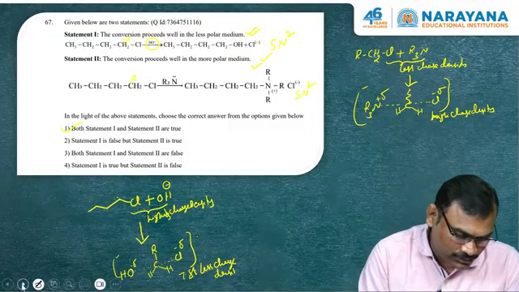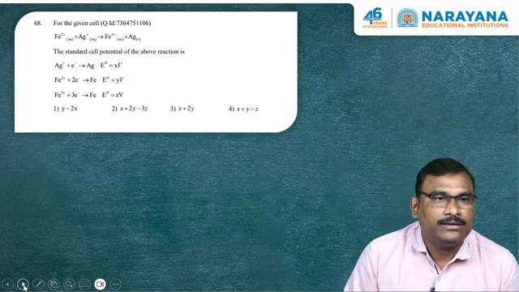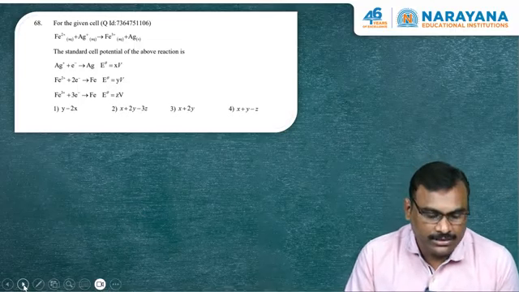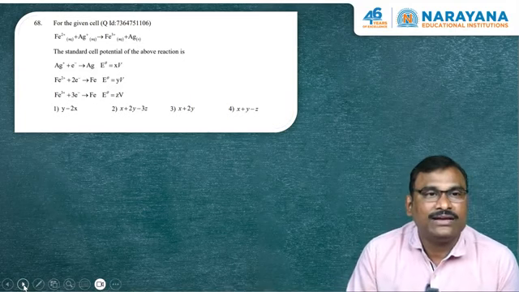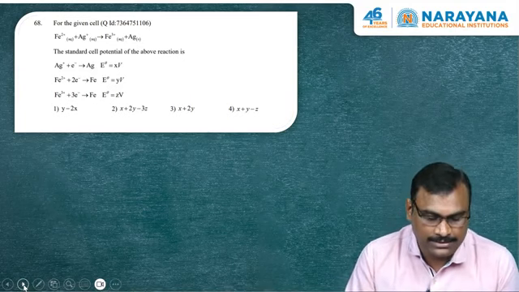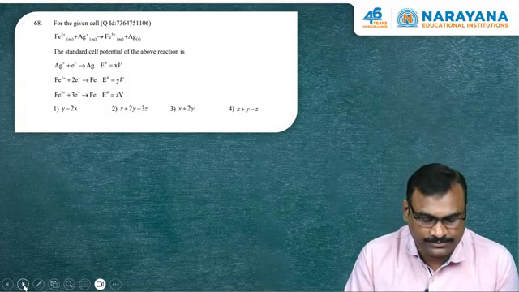Now go for the next question. Yes, the question is from electrochemistry. Now see, Fe2+ plus Ag+ aqueous gives Fe3+ aqueous and Ag solid. Find the standard cell potential of the above reaction.